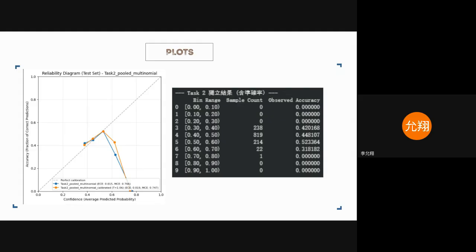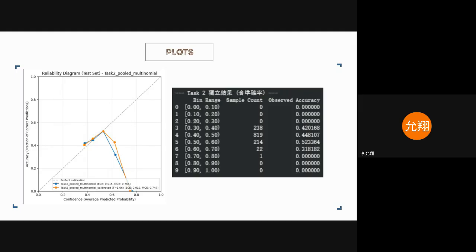So now we look at task 2, the pooled multinomial logit model. Since this model does not use L1 sparsity, it behaves more smoothly than the first one. Again, the blue curve is the original model, and the orange shows the results after temperature scaling with T approximately 1.06. You can see that accuracy is about 0.45, and log loss is around 1.268.